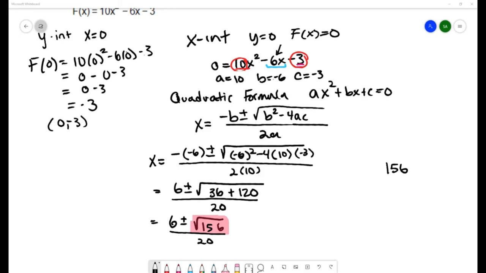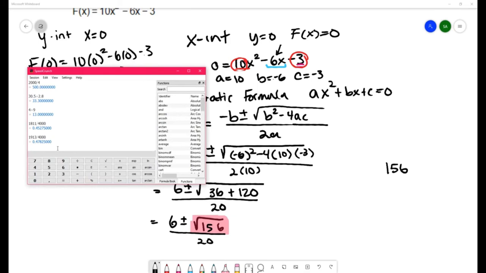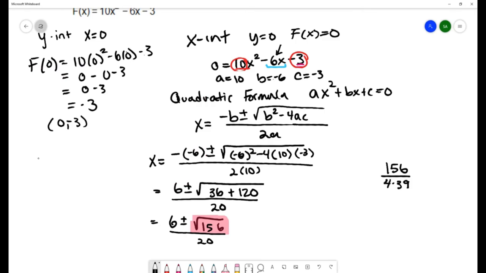And let's see, I've got this calculator, and I'm going to do 156 divided by 4. Now, I chose 4 because 4 is a perfect square, and I know I can take the square root of a perfect square. The square root of 4 is 2. So we got lucky on our first try here because we got 39. So 4 times 39 is 156.